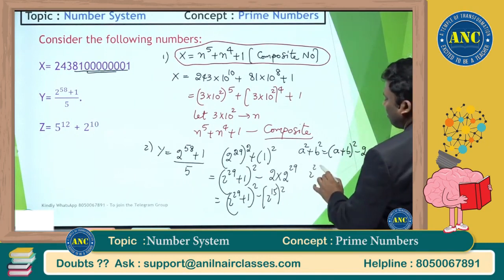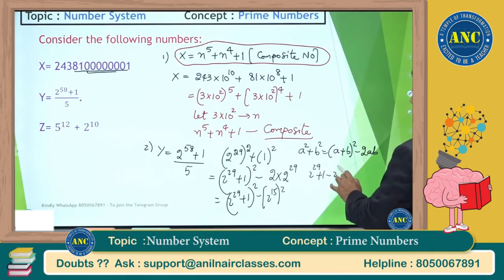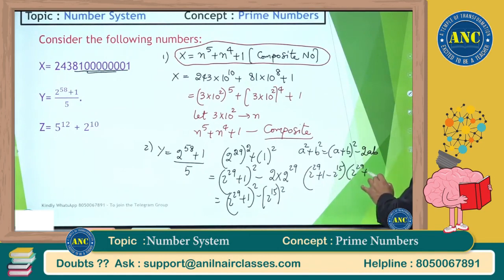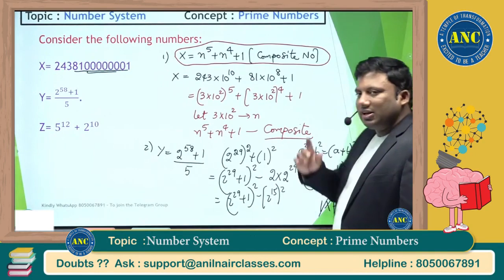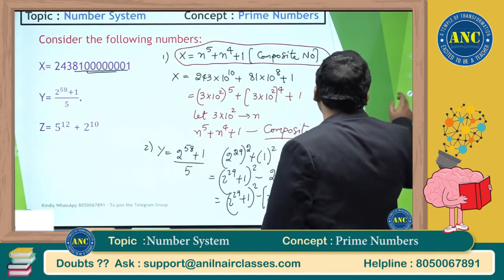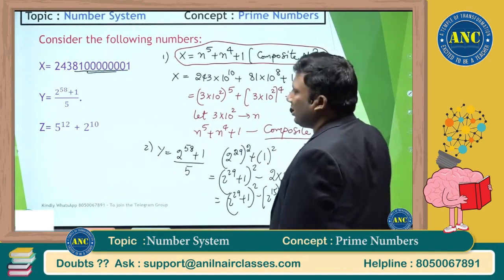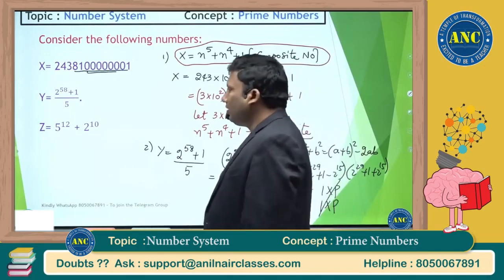A square minus B square gives A minus B and A plus B. If it is a prime number, it should have 1 as a factor. There is no 1 as a factor. So the answer is it is composite.